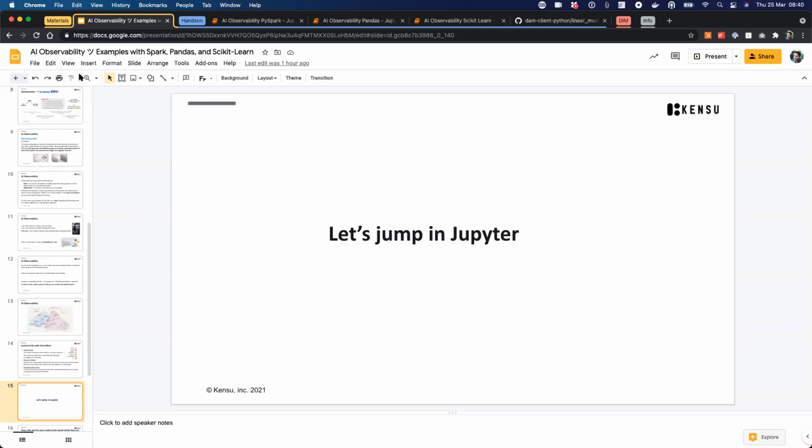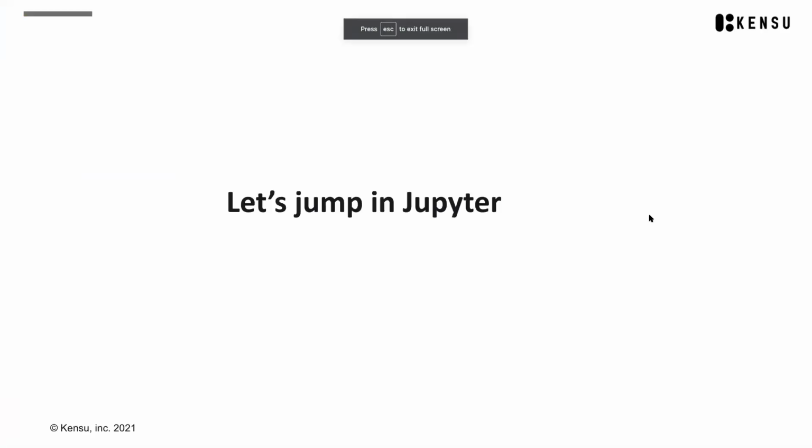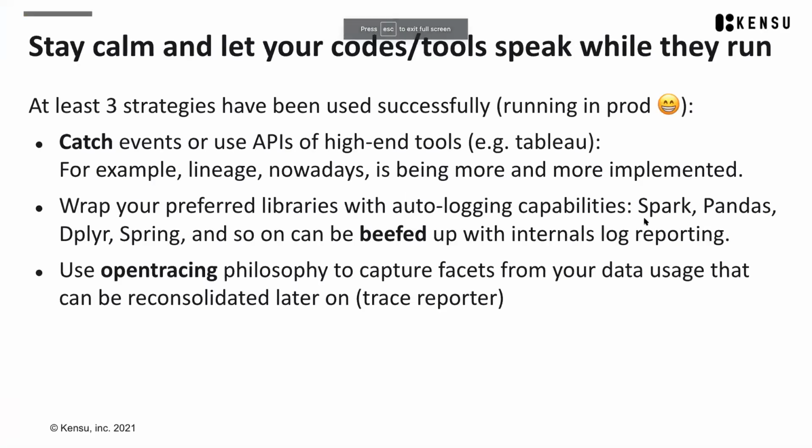And to finish, because I have my next session starting in 20 minutes, just to summarize: stay calm and let your code speak, let your tools speak for you. Stop writing extra documentation and reports. There is a lot that you can generate from the code itself, catching the events, using OpenTracing, beefing up your libraries. This little bit of hard work will help you 1,000 times afterwards, as usual with libraries. Otherwise, stuff like this wouldn't exist, of course.